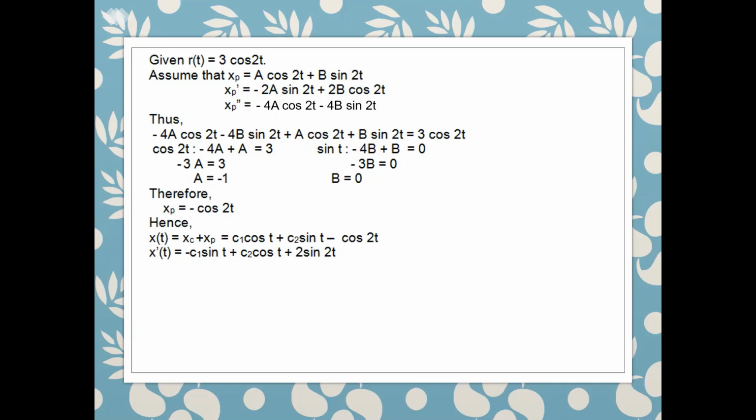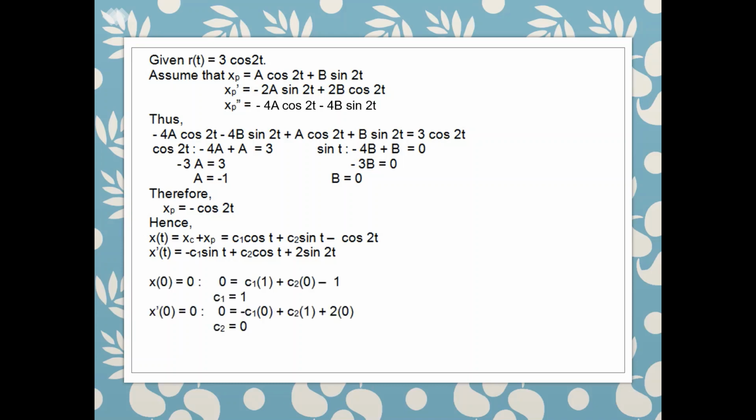Plus the two answers xc and xp, you will get the equation of x in terms of t, which is x(t) equal to c1 cos t plus c2 sin t minus cos 2t. Differentiate, you will get x'(t) equal to negative c1 sin t plus c2 cos t plus 2 sin 2t.